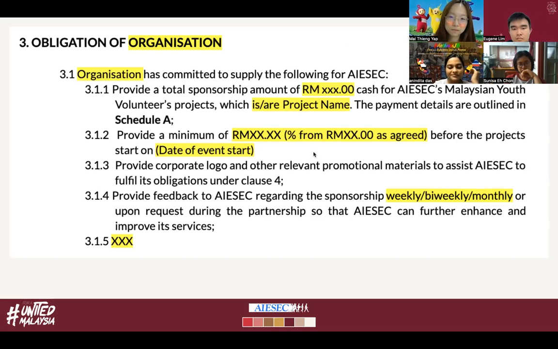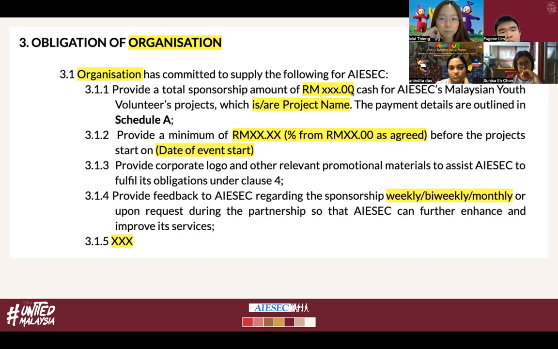Organization has committed to supply the following for Isaac. So as I said, it's a bit similar to the financial agreement, but the financial agreement focuses more on the actual money itself. The obligation is a bit like a summary of, okay, this partner is going to pay us this. So that is one of their deliverables.